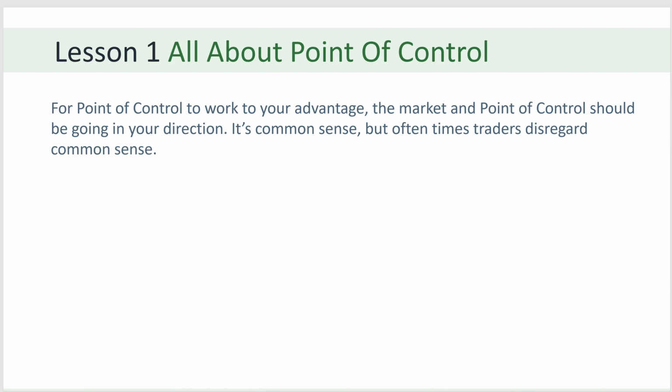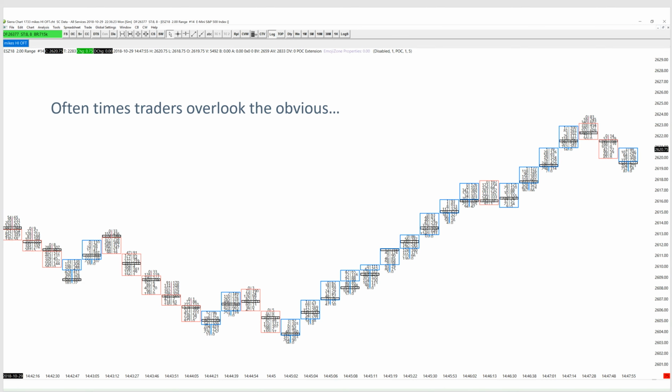Now, for point of control to work to your advantage, the market and point of control should be going in the same direction. It's common sense, but honestly, I think traders disregard common sense a lot of times. Like I said, they want to make things more complicated than they really should be. Don't overlook the obvious is the point I'm trying to make. Follow the point of controls.